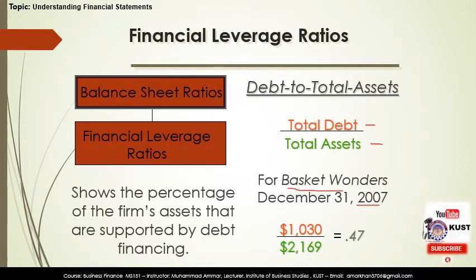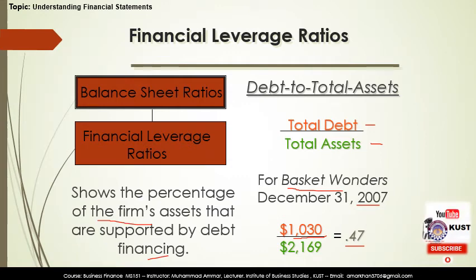We know that the total debt is 1030, as we also discussed in our previous slide, and the figure is the same. The total debt is 1030, and the total assets of Basket Wonder are 2169, and the answer we get from this ratio is 0.47. So what does this show? It shows the percentage of the firm's assets that are supported by debt financing, right?